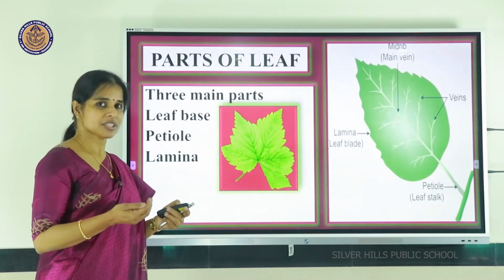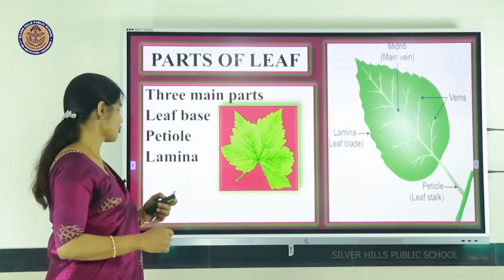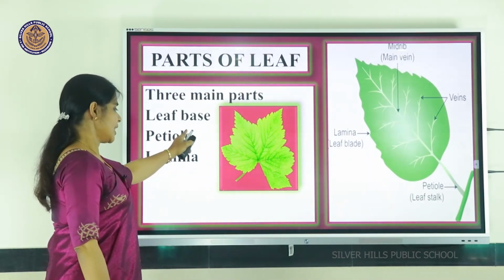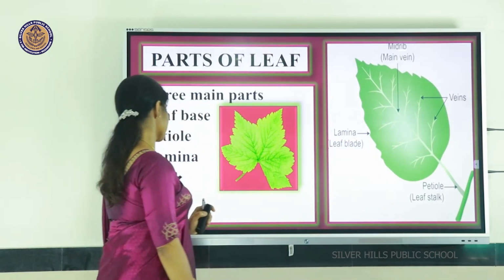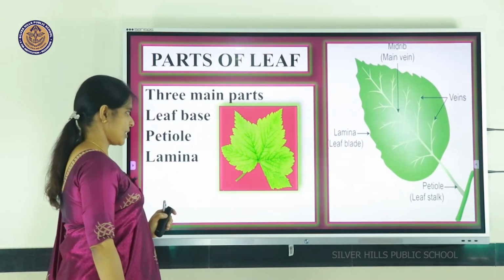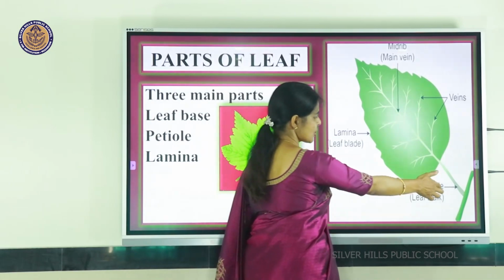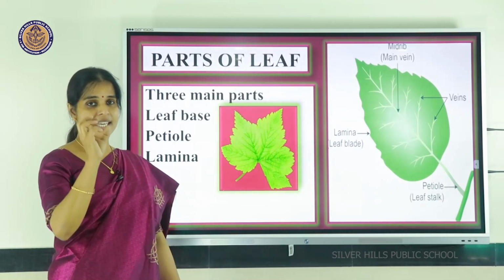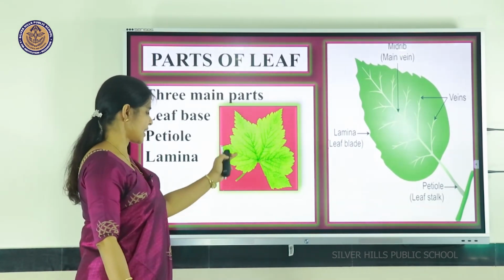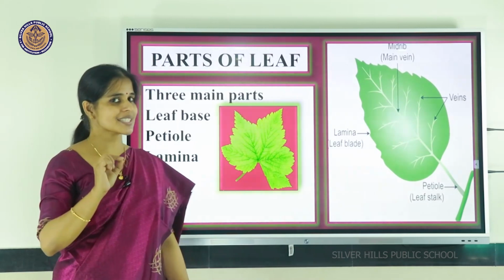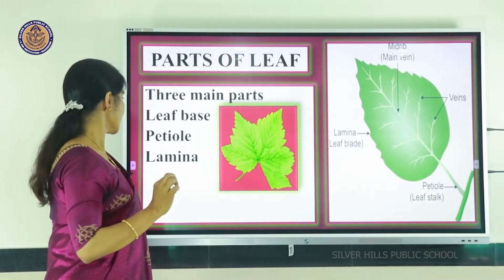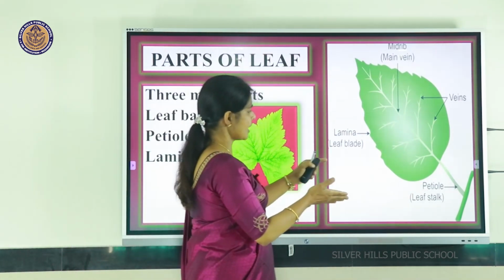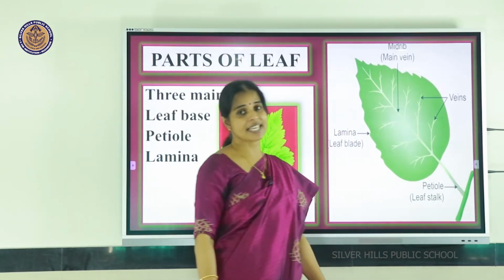Next, parts of a leaf. While knowing about the leaf, we must know about the parts of a leaf. There are three main parts for a leaf. What are they? A leaf must have a leaf base, then a petiole and lamina. The attaching part of a leaf to the stem is a swollen portion. That is the region we call the leaf base. Any leaf must be attached to the stem. So, that attaching part is known as the leaf base, and to that region there is a leaf stalk, which we call petiole.